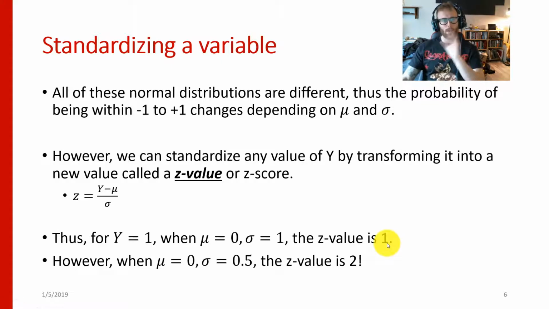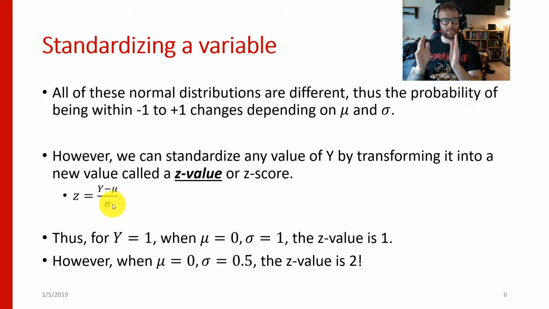It would be positive 1. It would be 1 standard deviation to the right of the mean. However, when mu is 0 and sigma is now 0.5, so this is still a normal distribution, but it's not the standard normal distribution, we would have 1 minus 0 is 1, divided by 0.5, that's 2. So this z-value would be 2 standard deviations to the right of the mean.